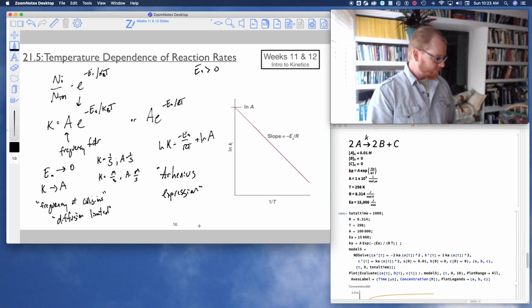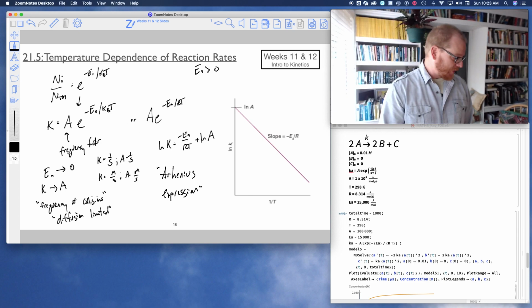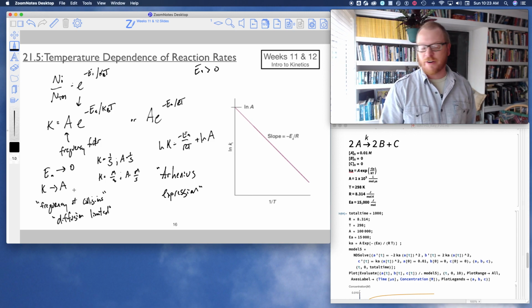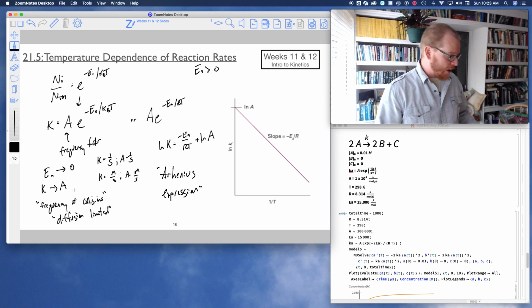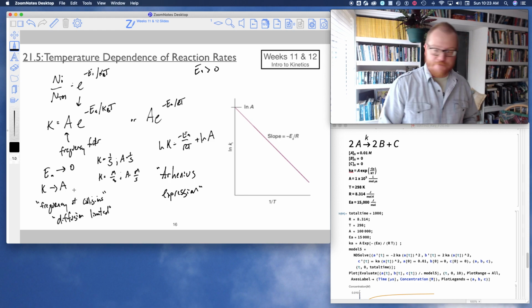Okay? And so now if we play with this a minute, I think I said this already. So more or less I said this already. I was just looking at my notes. So as EA approaches 0, or as T gets very large, K approaches that of the frequency factor.